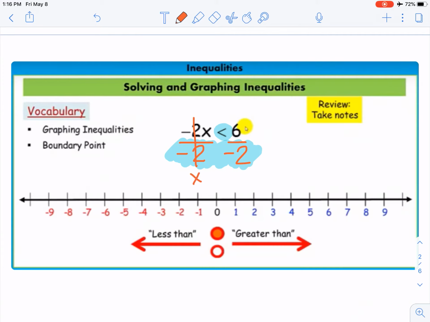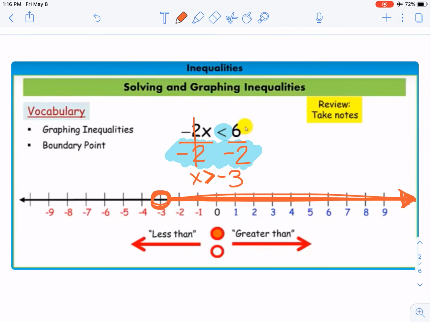6 divided by a negative 2 is going to give me a negative 3. And I need to turn that symbol around. So just the symbol is turning around, not everything like we previously did. This expression now says all of my x values have to be larger than negative 3. So I'm going to put my boundary point on negative 3. I'm going to leave it open because this is a greater than symbol. And I'm going to shade in the positive direction. So all of these numbers that are larger than a negative 3.